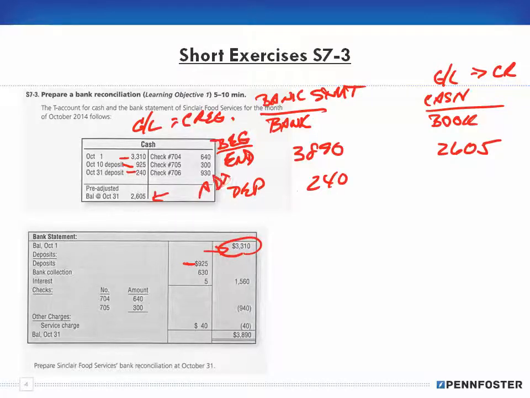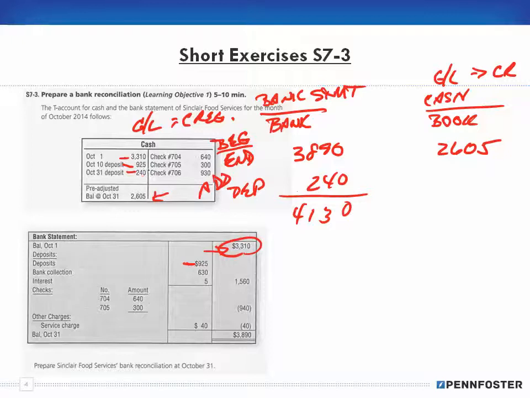That we're going to add in. So that's the only thing we have on that side. So that gives us now a balance of $3,141.30. Now let's see what we have to take out.